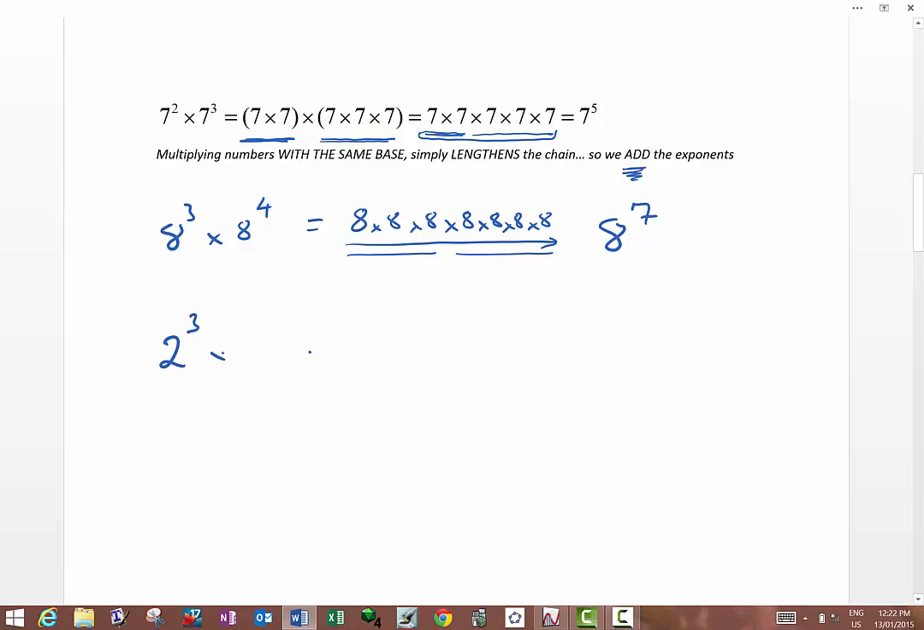2 cubed times 3 squared, 2 times 2 times 2 times 3 times 3. We haven't lengthened the chain of 2's, and we haven't lengthened the chain of 3's. We cannot simplify this expression and write it in some more compact way. So the base numbers need to be the same, otherwise the rule doesn't work.